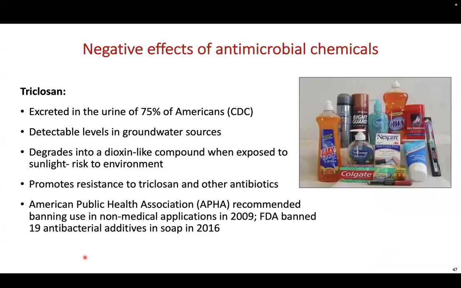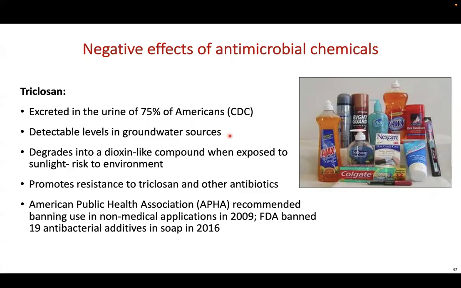So what are the negative effects of antimicrobial chemicals? As much as they have a good part, they also have a bad part. One example of the bad part is triclosan. It is excreted in the urine of about 75% of Americans, so there are detectable levels in groundwater sources. So even though we use these chemical antimicrobial agents, after we use them, they get into our urine, we end up peeing it, and we find them in the groundwater.